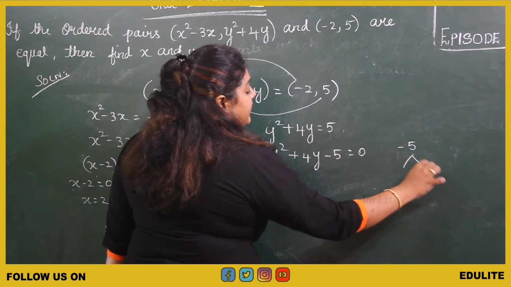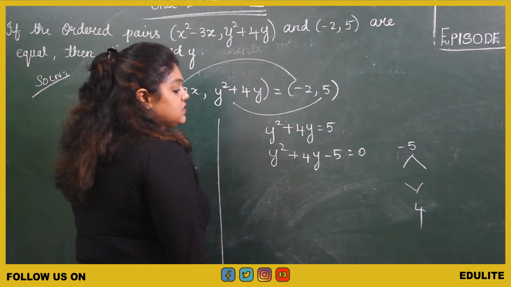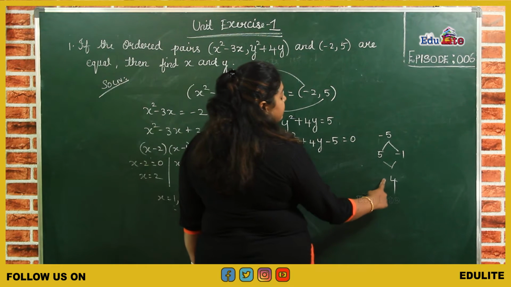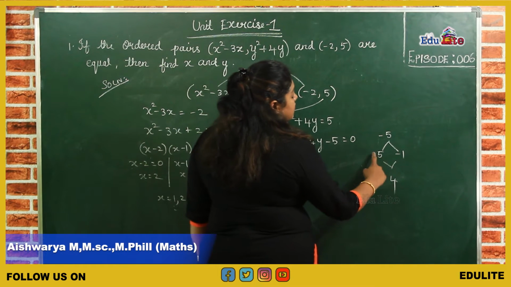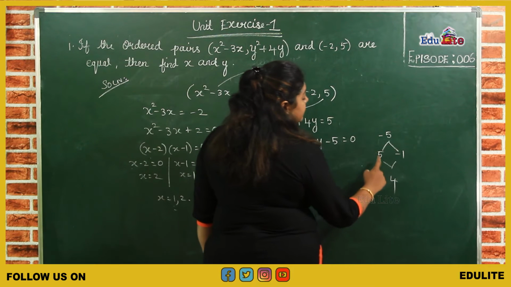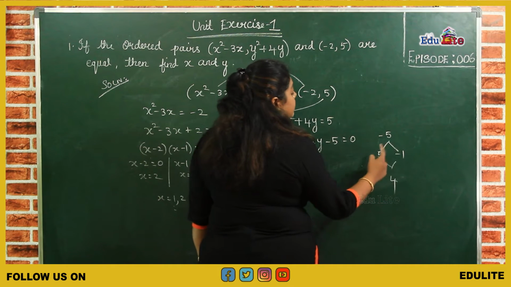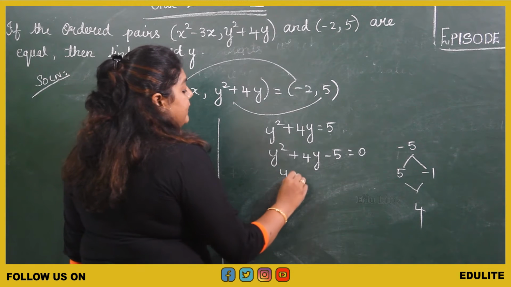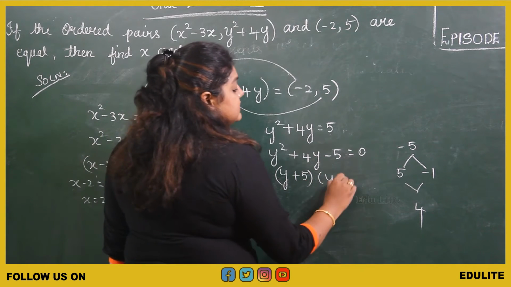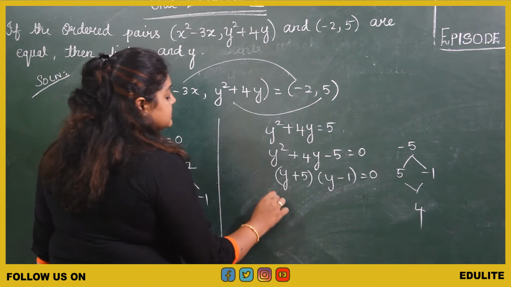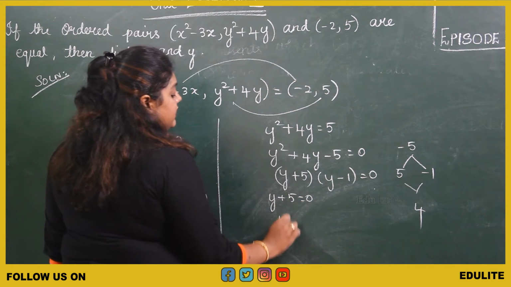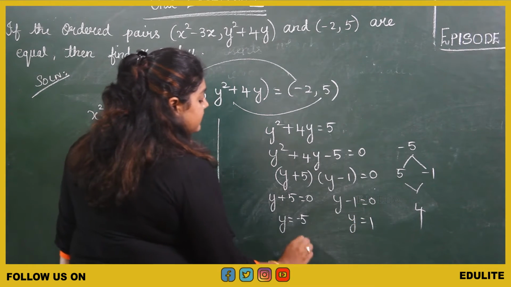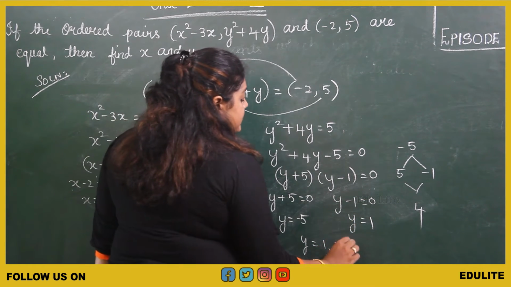Similarly, the product should be minus 5 and the sum 4. We have to choose factors in such a way. Let us choose 5 and minus 1, because 4 has a positive sign, so the bigger number among these should have a positive sign. 5 into minus 1 gives minus 5, and 5 minus 1 gives 4. So (y plus 5)(y minus 1) equals 0. Simplifying, y plus 5 equals 0, y equals minus 5; y minus 1 equals 0, y equals 1. The values of y are 1 and minus 5.